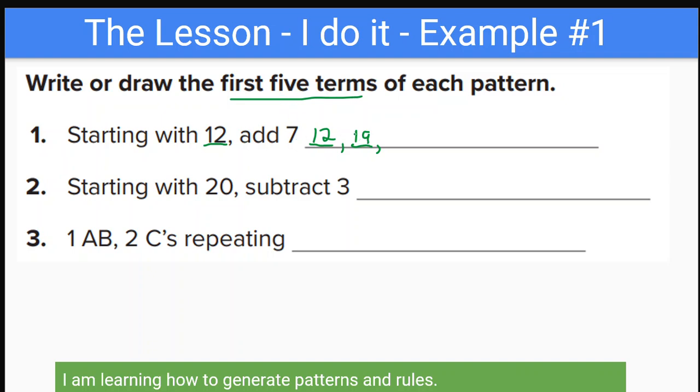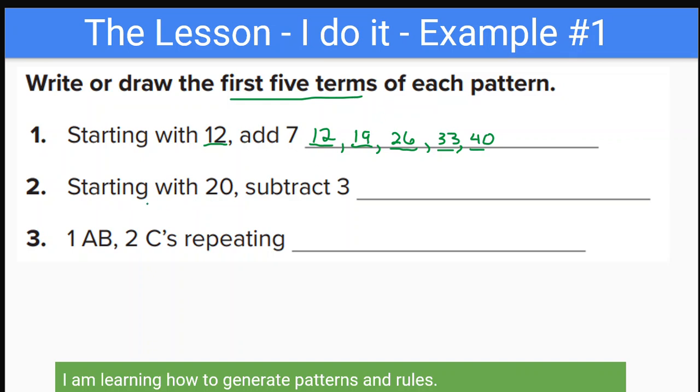Then they want us to add 7. So that's going to be 26. Okay, 19 plus 7 is 26. We've got 3 of them so far. All right, then we want to add 7 again. 26 plus 7 is 33. Okay, and then they want you to add 7 again. We've got 4 of them. We've got to do one more. Okay, 33 plus 7 is 40. Okay, so there it is. That's the first 5 terms for this pattern.